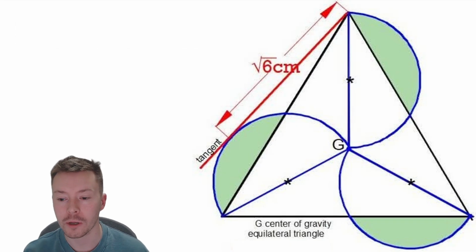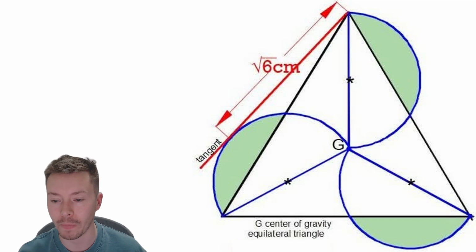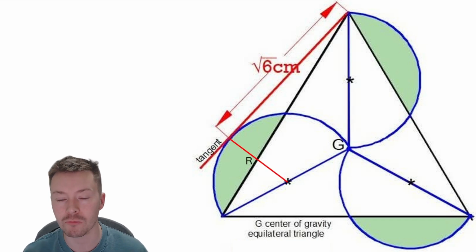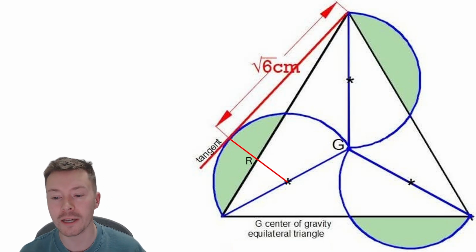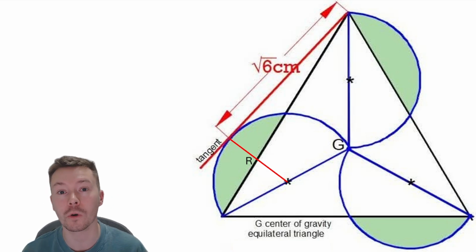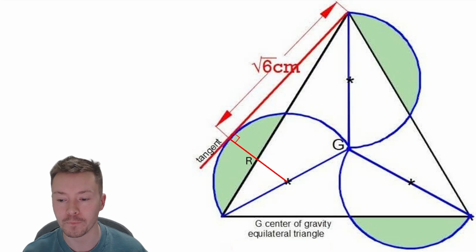Okay, so the first thing that I'm going to do is get rid of all the letters to tidy it up a little bit. And I'm going to draw on a radius, okay? Radius, going to call it R for radius. And that is going to meet the tangent at a right angle, because one of the circle theorems is that a radius meets a tangent at 90 degrees. So let's put that on.